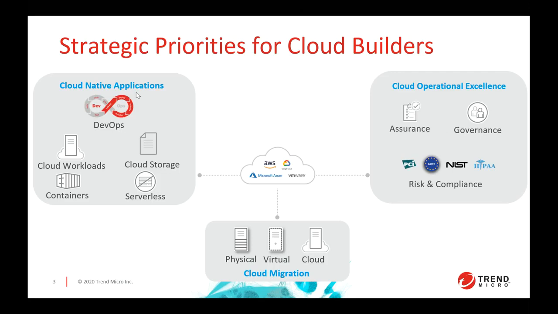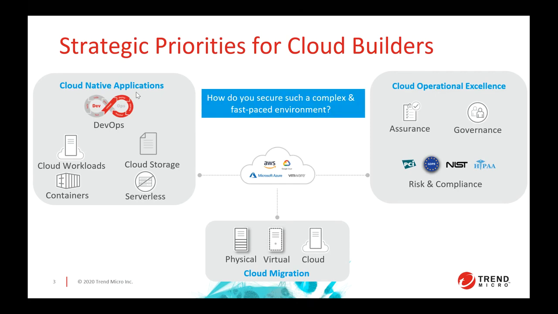So the cloud operational excellence team also ensures governance, risk and compliance. For example, if they are a financial institution, they need to follow a set of compliance like PCI, GDPR, etc. And in healthcare, they need to follow HIPAA or something. So they need to follow the risk and compliance and everything, the cost effectiveness and cost optimization. So there will be three teams involved: cloud migration, cloud native applications and cloud operational excellence.